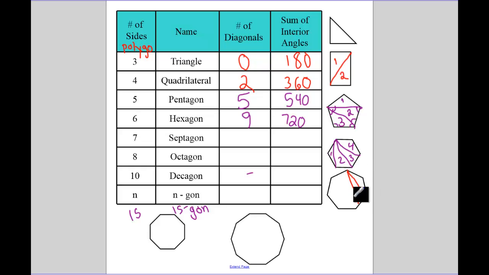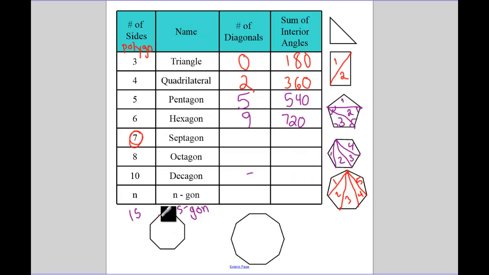1, 2, 3, 4. I have 5 triangles. So how does the number of sides compare with the number of triangles we get? Well, here 4 sides I had 2 triangles. When I had 5 sides, I had 3. 6 sides, I had 4. 7 sides, I have 5. 8 sides, I wonder if I'm going to have 2 less, because it looks like 2 less is my pattern. So let's test that out.